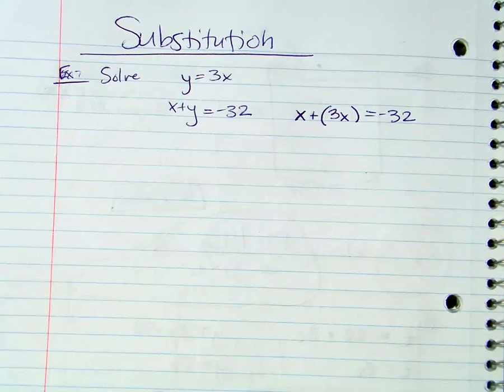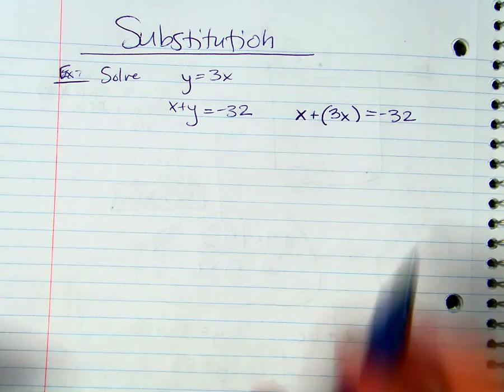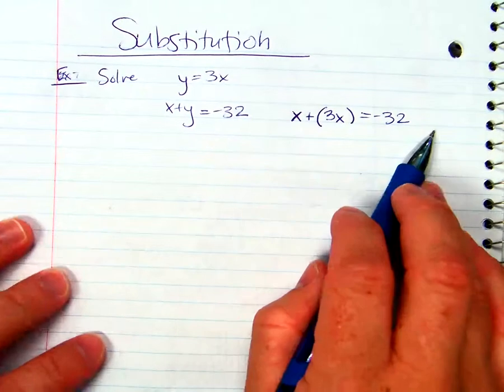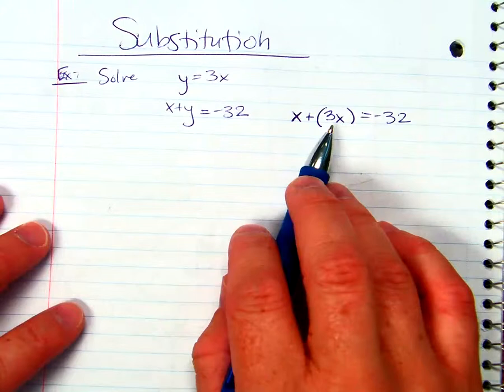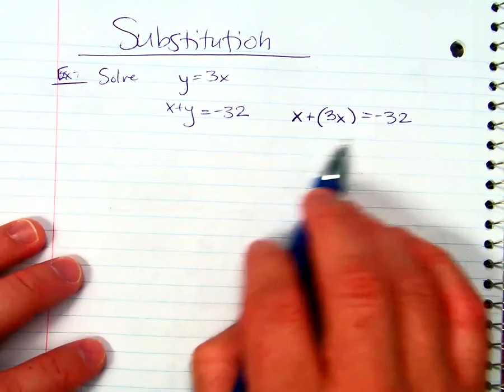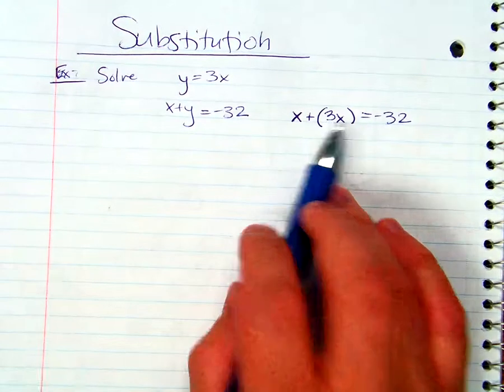Here's what this allows me to do. Now that I've replaced the variable y with what I know it is, I know that y is actually 3x, I've set myself up with an equation here that I can solve to find x. So we're just going to solve this like a regular equation. I have 1x plus 3x to make what? 4x.